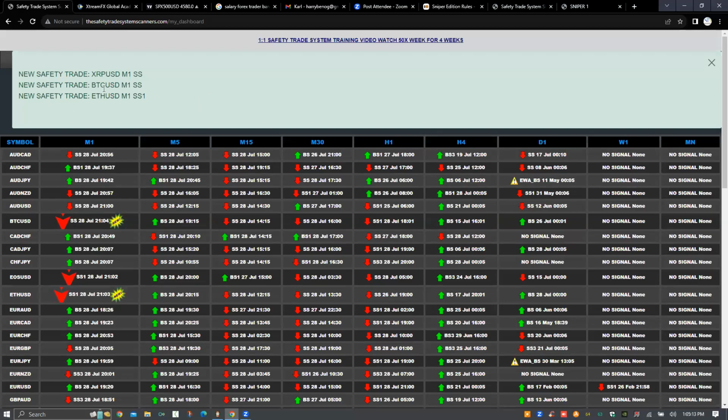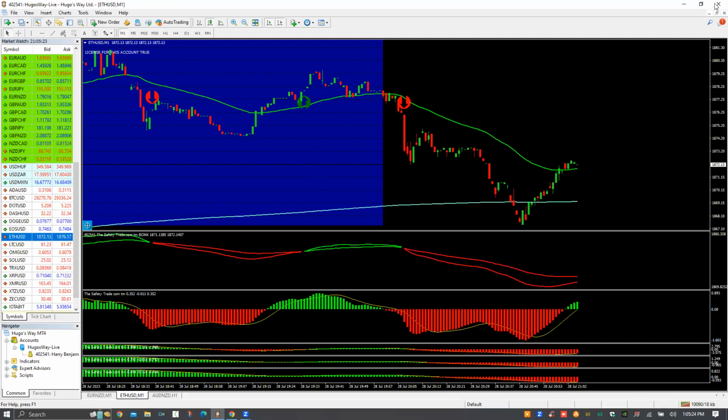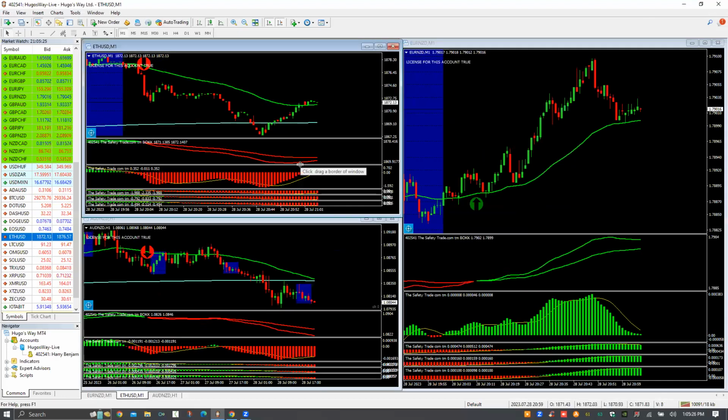Okay, and here are 3 more trades: XRP USD, BTC USD, all on the 1 minute sell stops. Wow, the system doesn't play, man. We get trades like crazy. What was up here again?